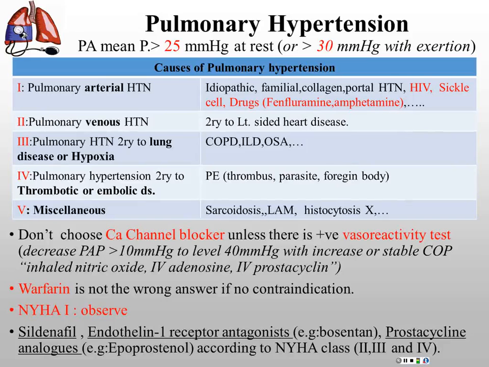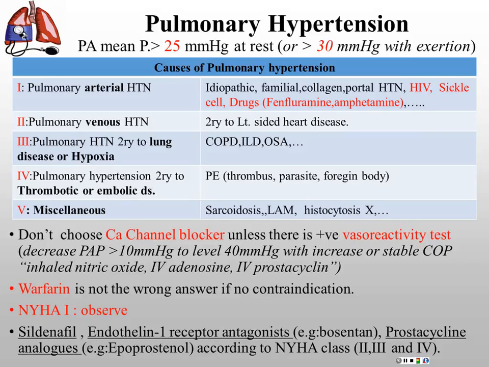Class 1 is purely arterial, with HIV and connective tissue disease, and venous will be secondary to left-sided disease. Class 3 will be secondary to hypoxia, such as interstitial lung disease, COPD, obstructive sleep apnea. Thrombotic is class 4. The only thing I want you to remember: don't choose a calcium channel blocker unless they give you a positive vasoactivity test on the exam.